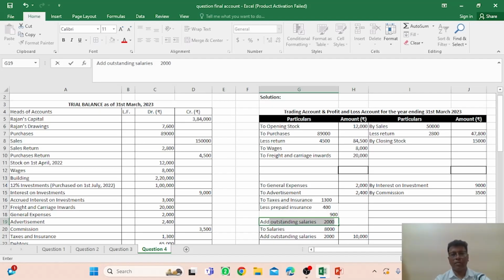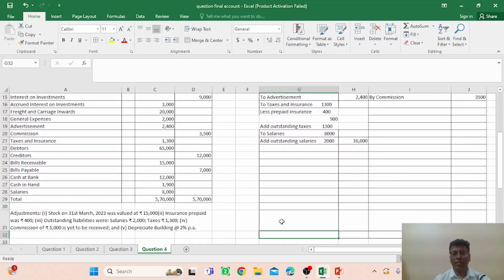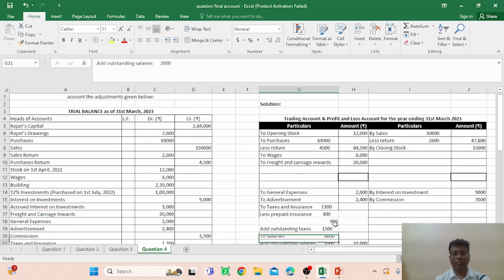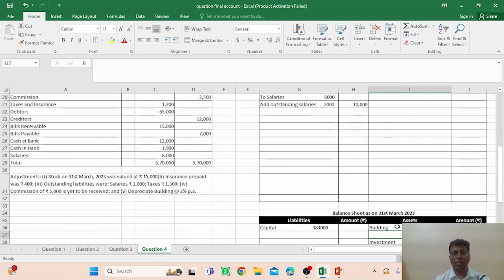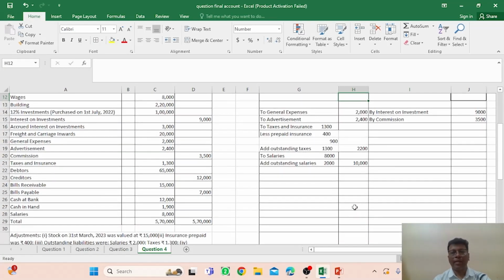Add outstanding taxes, that is 1300. Let's check it. Yes, 1300. And we have to write here 2200, and this 1300 should be mentioned in the liability side, 1300, right?